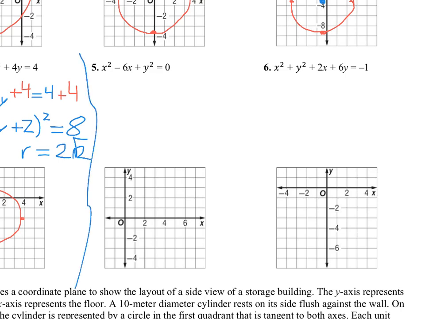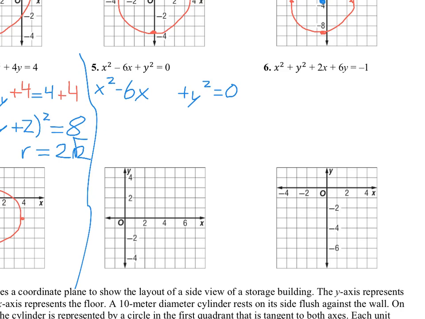Alright, so for 5, we have to complete the square for the x's. We don't have to complete the square for the y's because there's no linear term. There's no term that just has y to the first power.